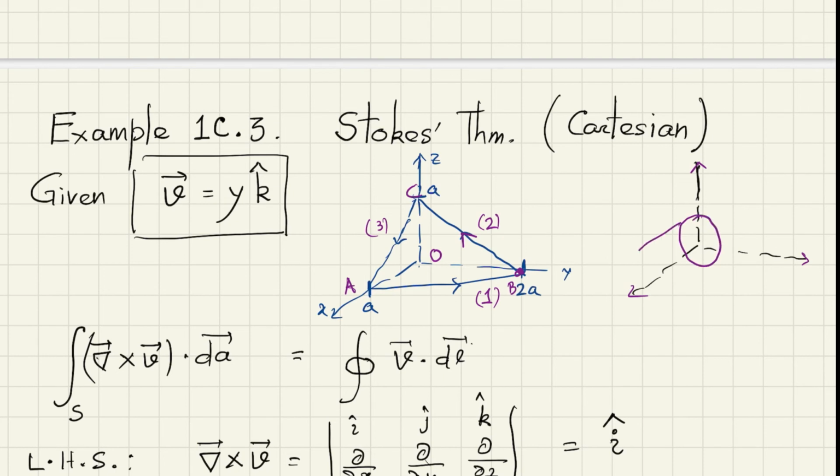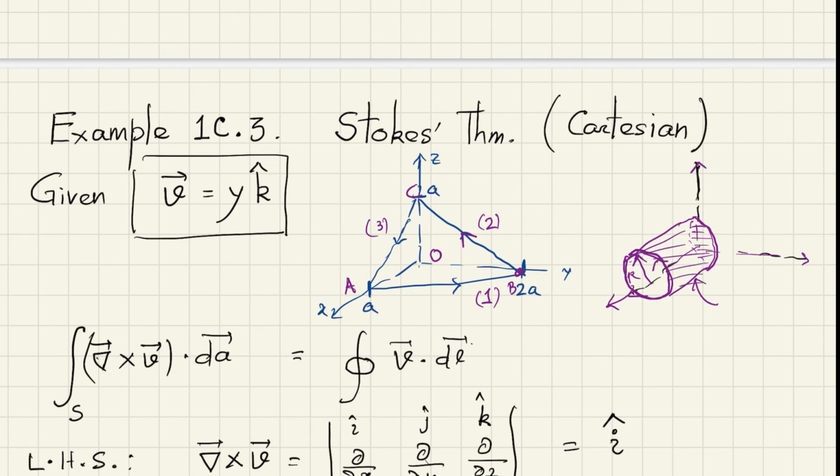We have something like this, a cylinder. Let me draw this slightly better. Our radius is r, and in this direction. You can prove the same for a cylinder of radius r. So the surface is this, and the bounding curve is this.